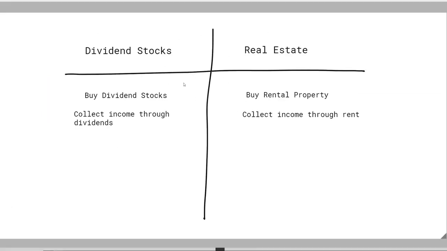I think when you buy dividend stocks, you should treat every single stock you own as a rental apartment. If it's paying you that dividend income, it's as if you own a rental apartment that you're collecting income from through rent. You're not going to get an appraisal on a rental apartment every single week or every single month.